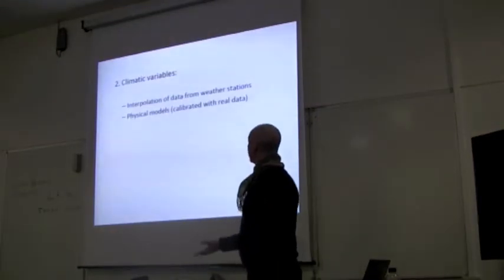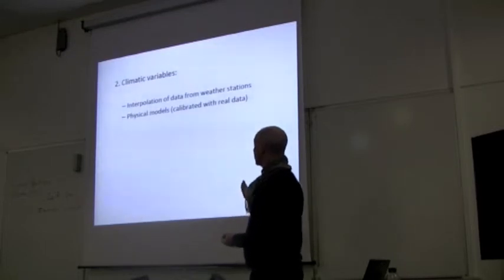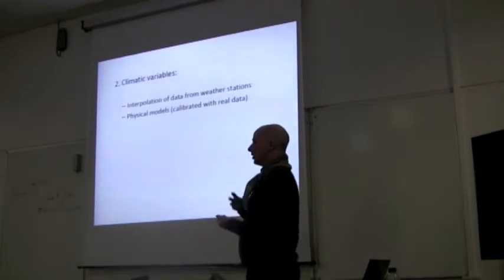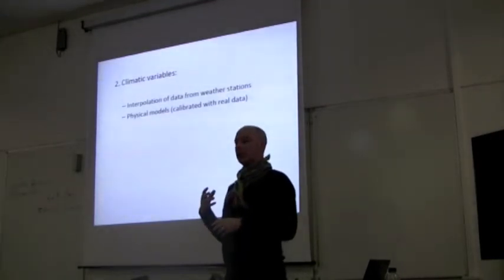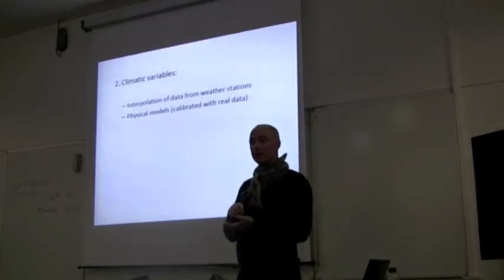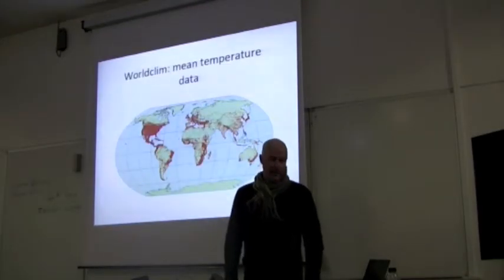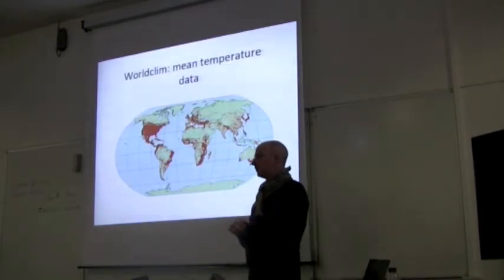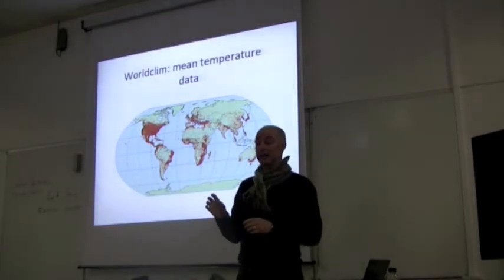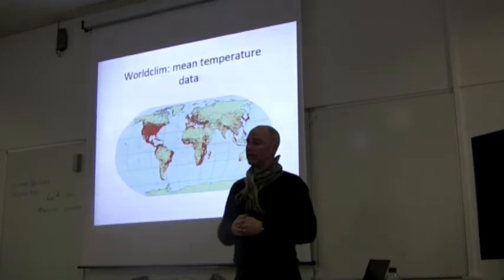So then climate, this is really what most of us are using. And most of it is interpolated from weather stations, but some are based on physical models of circulation that are then parameterized and calibrated from real data. And WorldClim is probably a friend of many of yours, right? Okay. Another data set that I think is definitely worth looking at is called CHELSA. Karger is the first author of that paper.